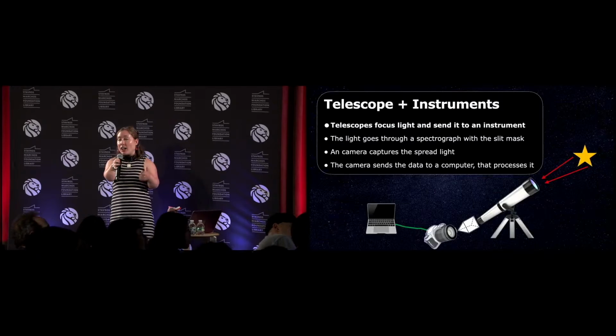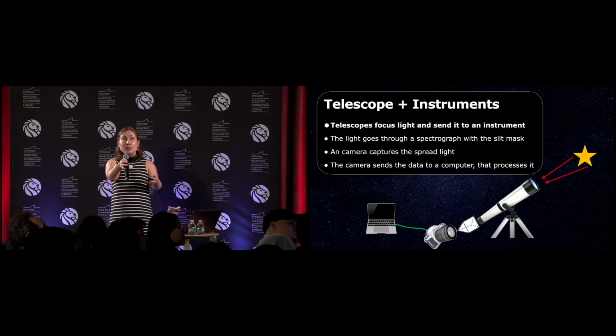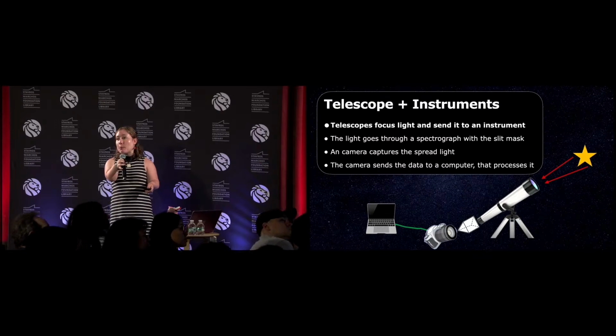So we have all of our observation plans. Then we need equipment. So how we do this is telescopes focus the light. All they do is collect the light. They don't analyze it.